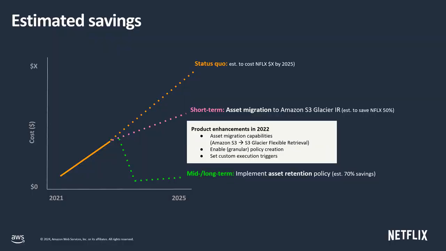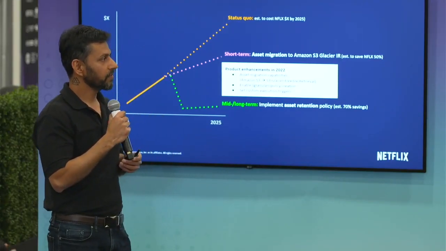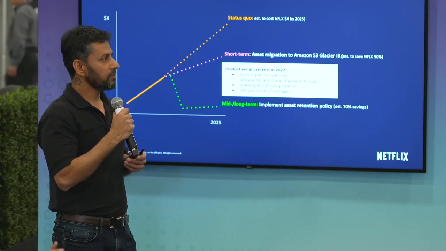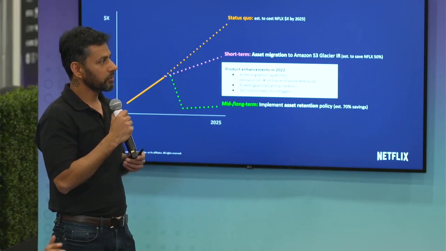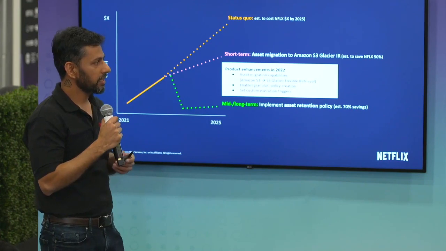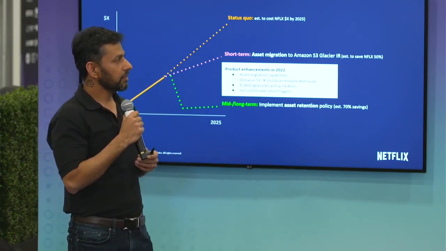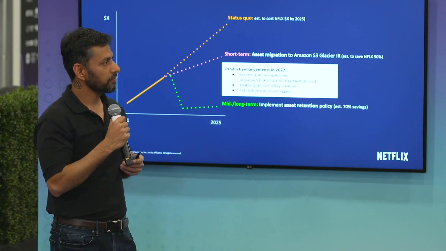This is an estimated savings slide. If you look at the orange curve on the graph, that would be the $1 million we would have spent by 2025. That's our status quo if we had not done anything.